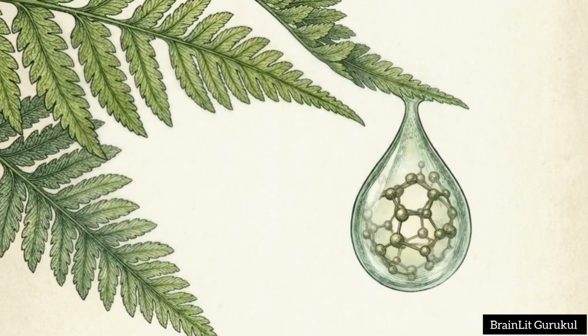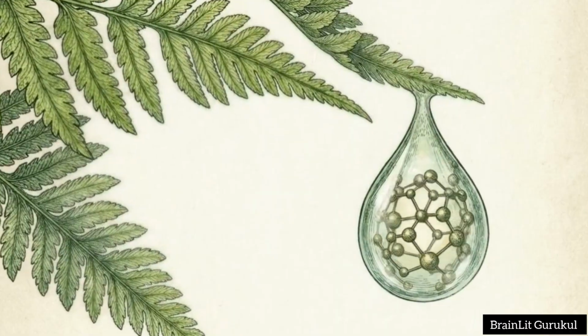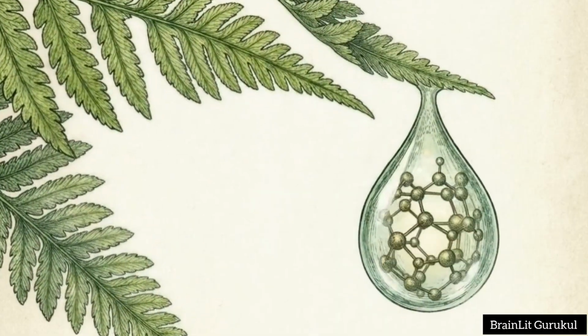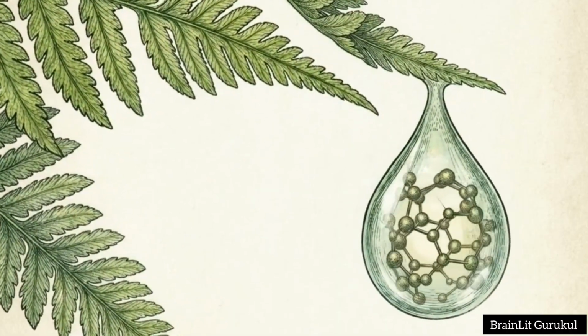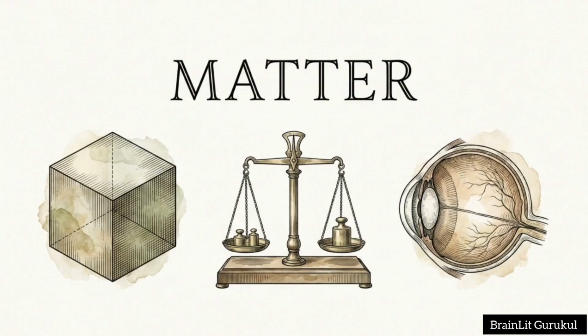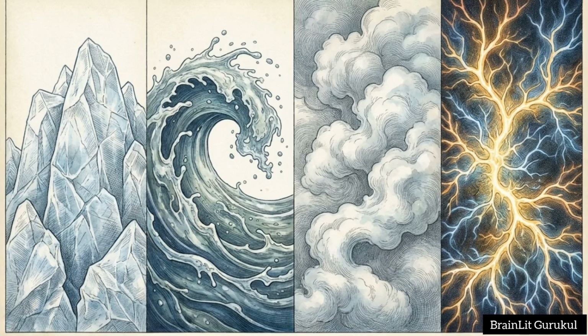Look closely at a water droplet clinging to a fern. This droplet, the leaf, and the air around them are all matter, defined as anything that occupies physical space, possesses mass, and can be perceived by our senses. In nature, this matter manifests in 4 distinct states: solid, liquid, gas, and plasma.